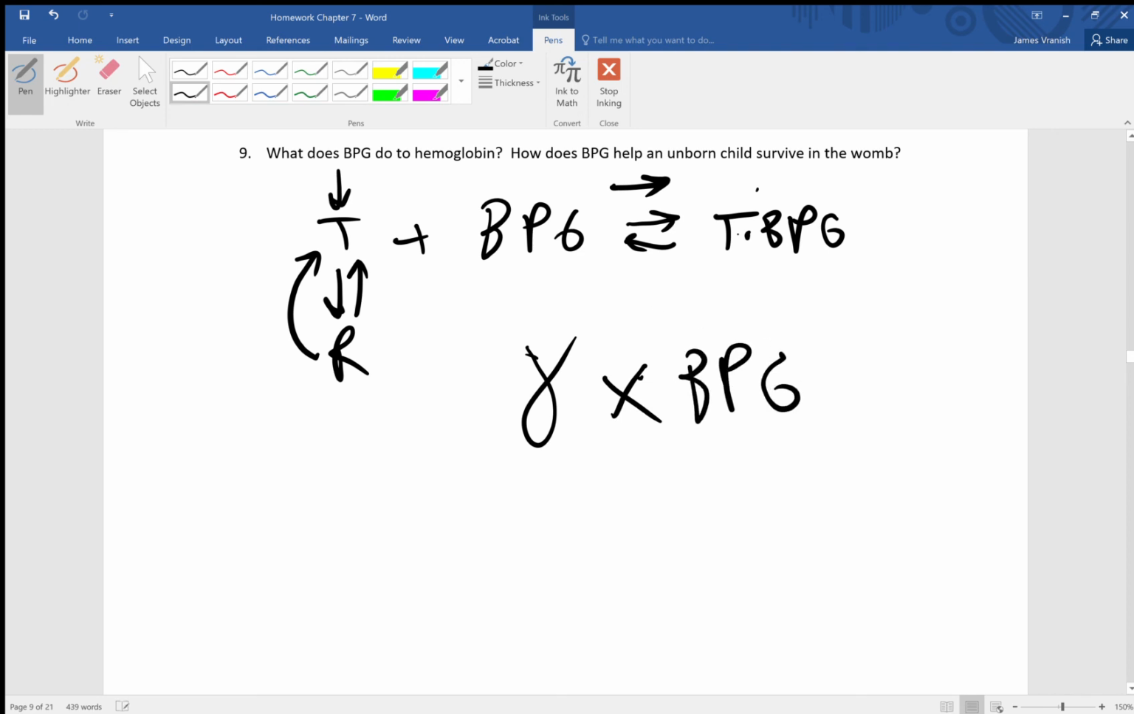So BPG can bind to the mother's hemoglobin, lowering her blood's affinity for oxygen, but it cannot bind to the child's hemoglobin. And so as a result, their hemoglobin retains its high affinity for oxygen, whereas the mother's hemoglobin decreases its affinity for oxygen. And as a result, the child can steal oxygen from its mother's blood.